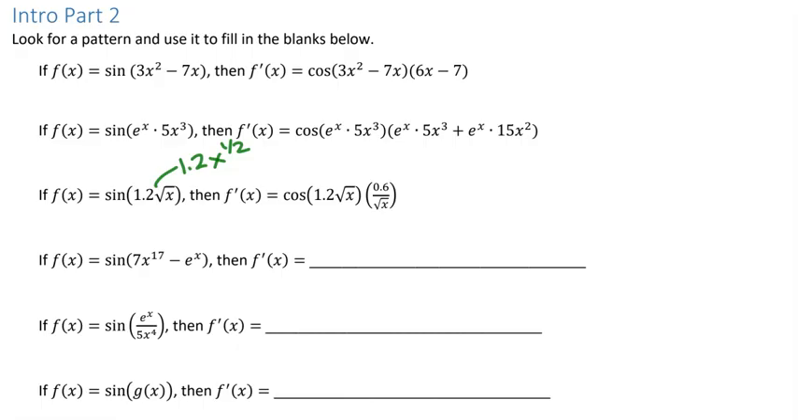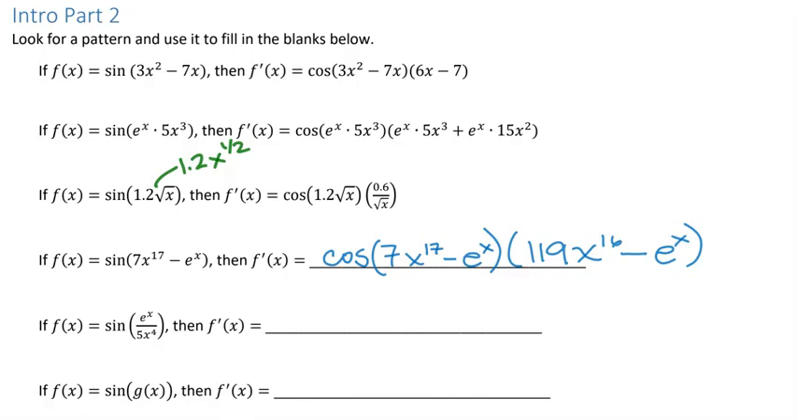So if we are getting that, down below, I would say that the derivative of sine of 7x to the 17 minus e to the x would be cosine. I would leave the inner function exactly as it appeared, and then I would multiply by the derivative of the inner function. So 7 times 17, I think that's 119. You might want to check my arithmetic. And then the new power will be 16. Minus the derivative of e to the x, which is e to the x.